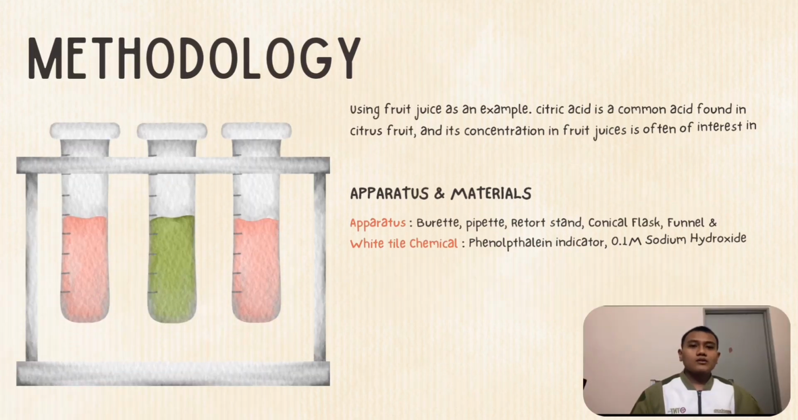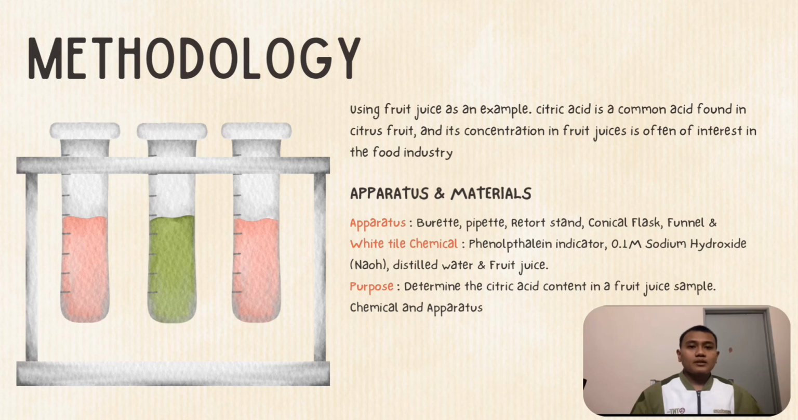Let's take a look at the methodology. Using fruit juice as an example, citric acid is a common acid found in citrus fruit, and its concentration in fruit juice is often of interest in the food industry. The purpose is to determine the citric acid content in a fruit juice sample. For the apparatus: burette, pipette, retort stand, conical flask, funnel and white tile. For the chemicals: phenolphthalein indicator, 0.1 M sodium hydroxide, distilled water and fruit juice.